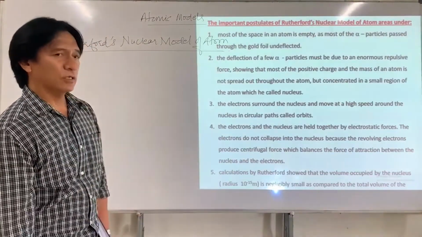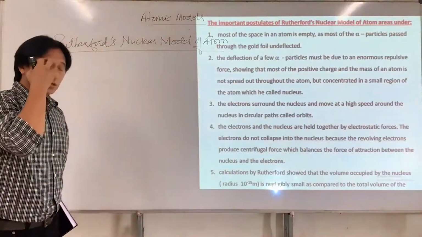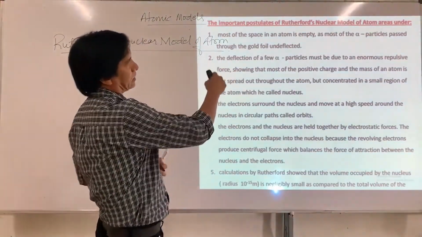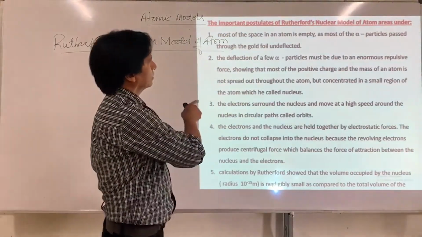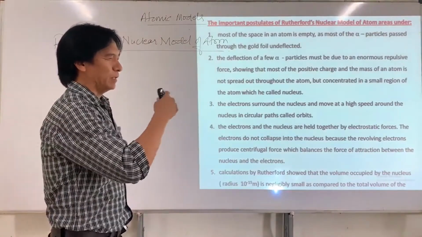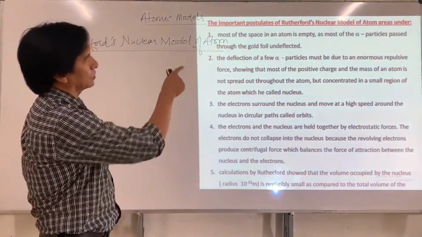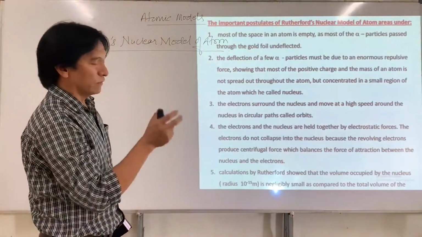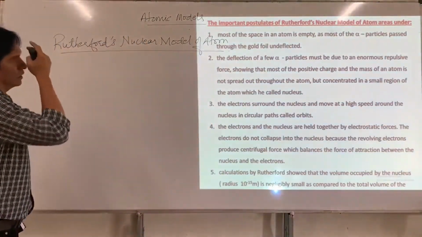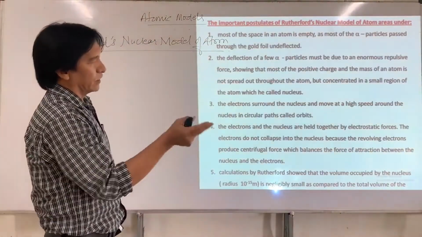The first important postulate is, most of the space in an atom is empty. You should know that most of the space in an atom is actually empty, because most of the alpha particles pass through the gold foil undeflected. Since most of them pass straight through the gold foil, they didn't get deflected as such. So the conclusion here is that most of the space in an atom is empty. That's one thing.